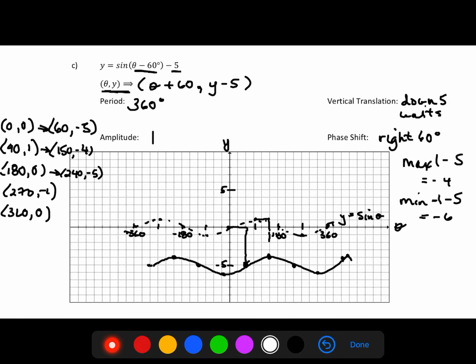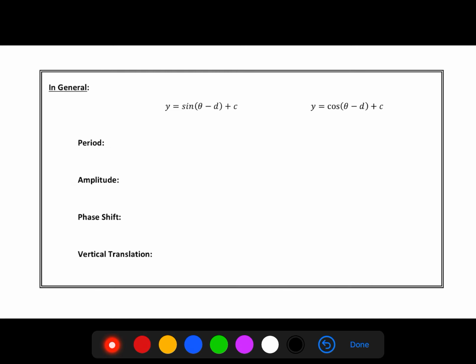And we have our graph of y equals sine of (theta minus 60) minus 5. Again, it's totally up to you whether you're physically moving the points, or moving your starting point and thinking about where your key points fall.